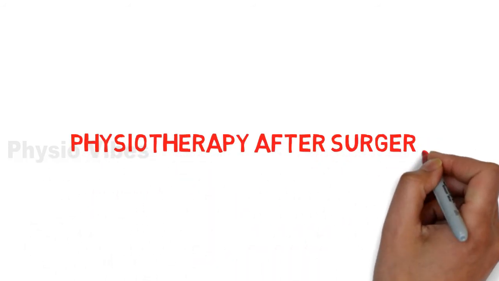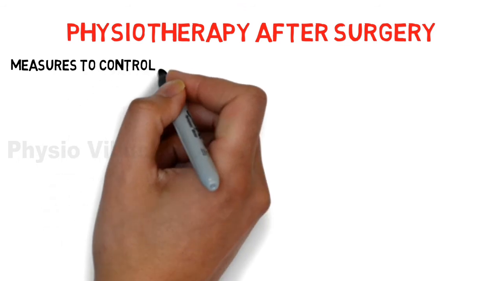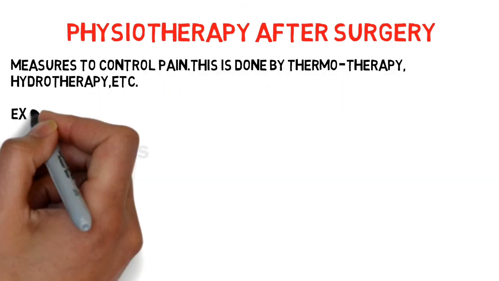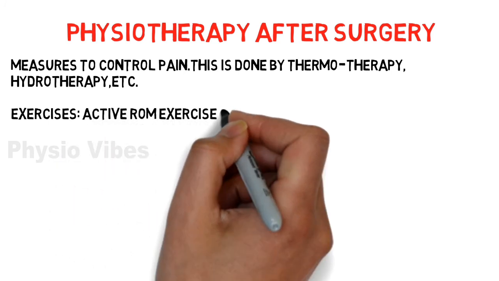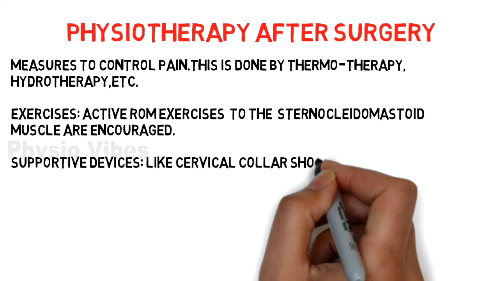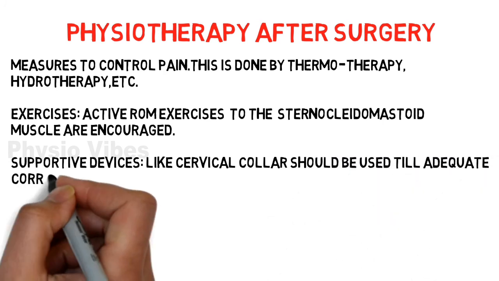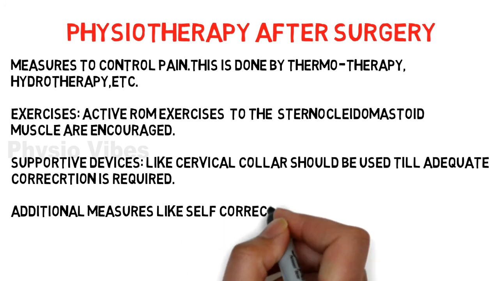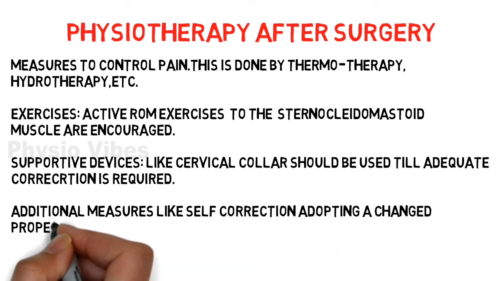Physiotherapy after surgery. Measures to control pain. This is done by thermotherapy, hydrotherapy, etc. Exercises: active ROM exercises to the sternomastoid muscle are encouraged. Supportive devices like a cervical collar should be used till adequate correction is achieved.